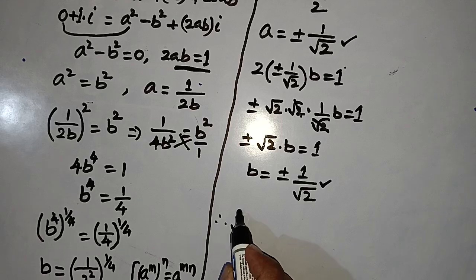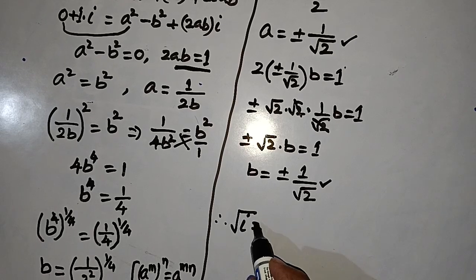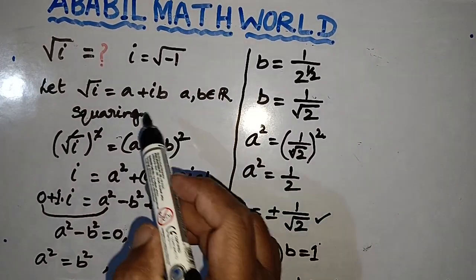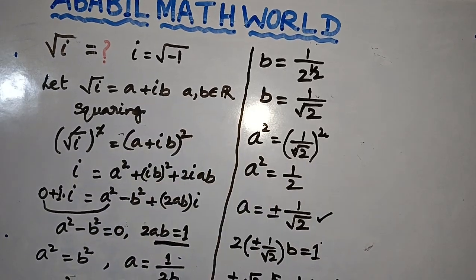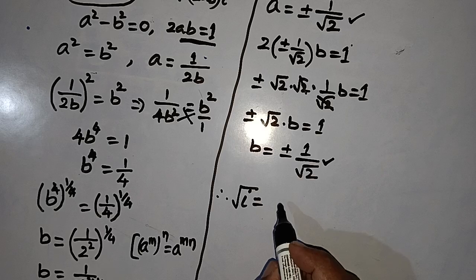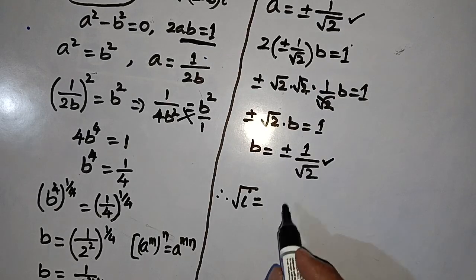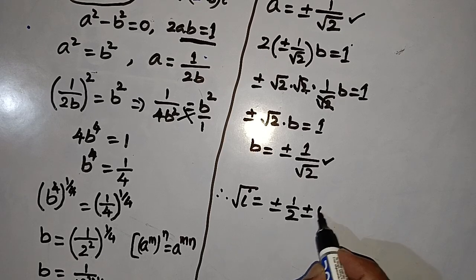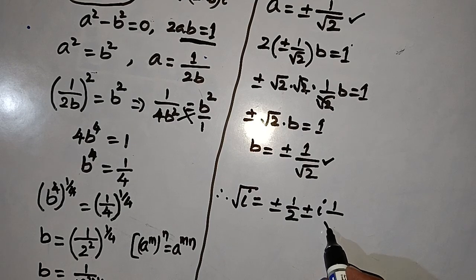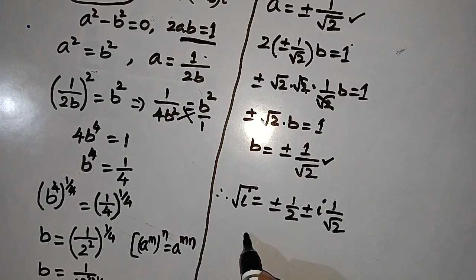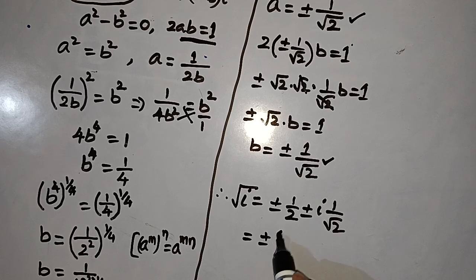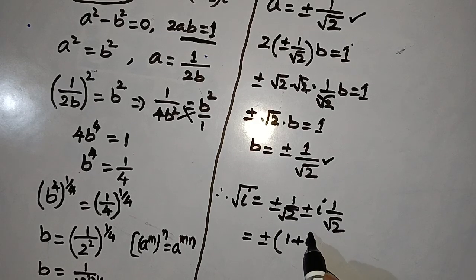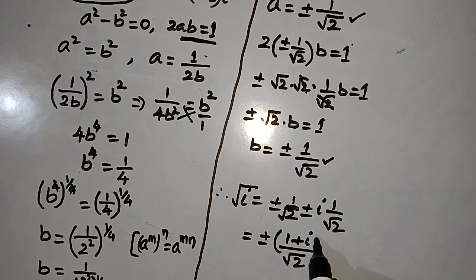So therefore root i is equal to, according to our assumption in the beginning, what we have thought, root i is equal to a plus ib. So therefore here root i is equal to a plus ib, where a is plus or minus 1 by root 2, plus or minus i into b, that is 1 by root 2, and this we can write as plus or minus (1 plus i) by root 2.